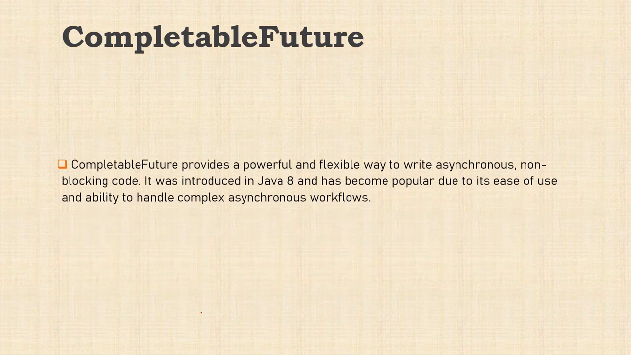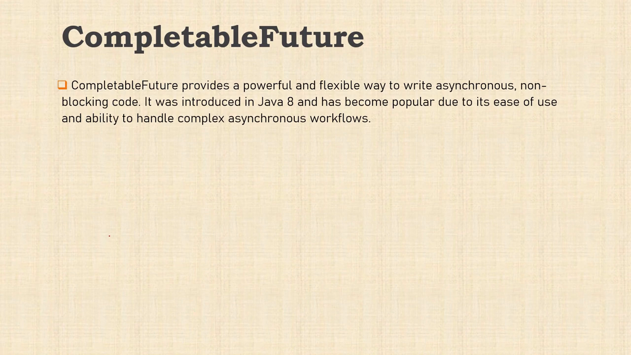We'll try to understand what CompletableFuture is. CompletableFuture provides a powerful and flexible way to write asynchronous, non-blocking code. Previously we saw that Future is blocking code. It will block your code, and it will not allow the next thread to execute before completion of the current thread. But in CompletableFuture, it is possible to make an asynchronous call with non-blocking code. It will not block your code.